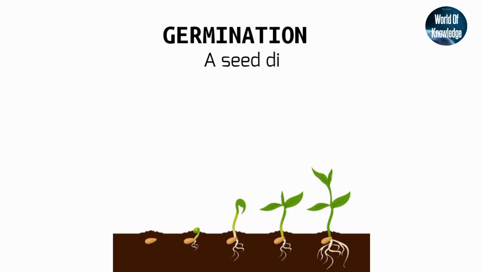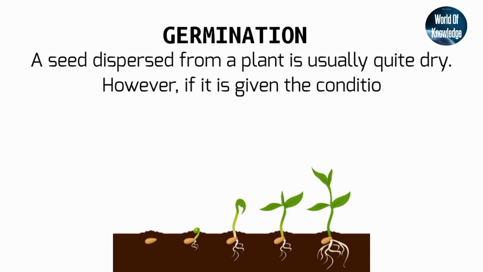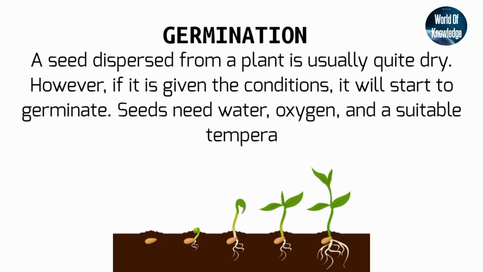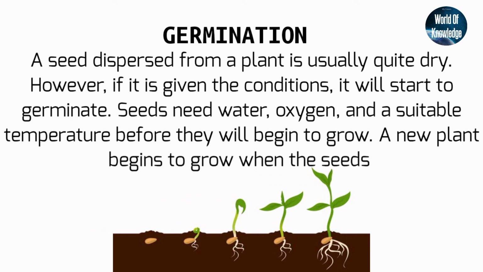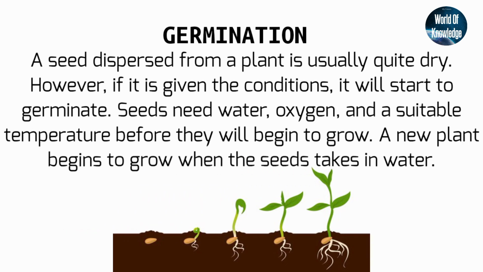Germination. A seed dispersed from a plant is usually quite dry. However, if it is given the right conditions, it will start to germinate. Seeds need water, oxygen, and a suitable temperature before they will begin to grow. A new plant begins to grow when the seed takes in water.